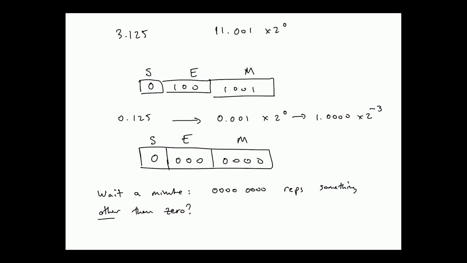Okay. So we would rather be able to encode 0. This is one of the things about floating point that's a little weird, that the precision is not uniformly distributed. I can encode 3.125, but not 0.125. Is that kind of weird?